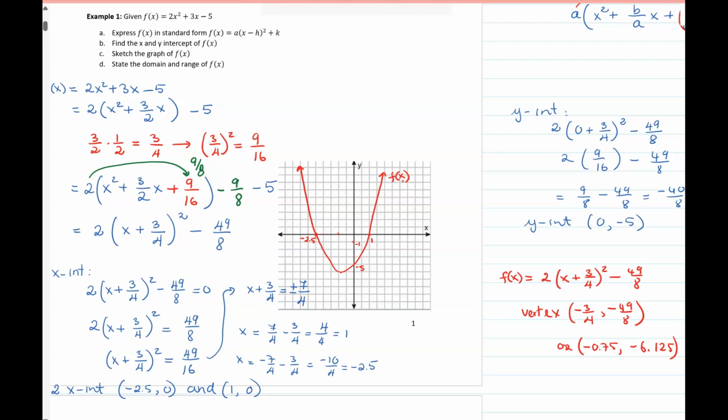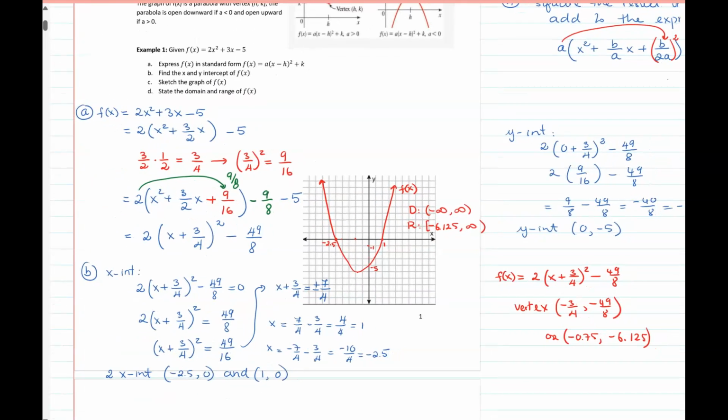Okay, this graph f of x has the domain of all real numbers. And the range starting from the lowest value on the graph, that is negative 6.125, to positive infinity, because this graph is open upward. So this is part C, graphing, and this is part D, the domain and range. In general, the polynomial function has the domain of all real numbers unless restricted otherwise.